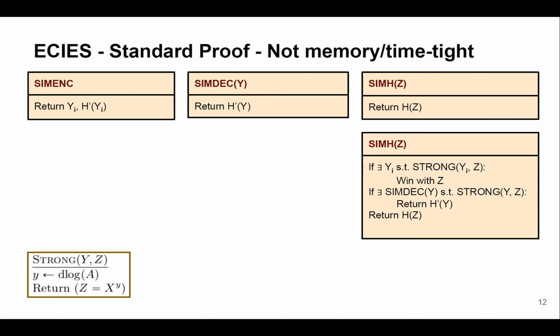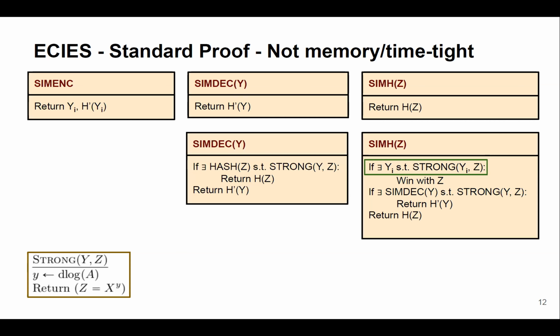Now, to identify challenge secrets inside SIMH, the reduction invokes the Strong oracle for all challenge ciphertexts. If Strong of Y_i holds for any Y_i, the reduction can output the corresponding Z and win the underlying strong CDH game. Notice that now the reduction needs to invoke the Strong oracle for each challenge ciphertext on each SIMH query. This makes the reduction not tight in terms of memory.